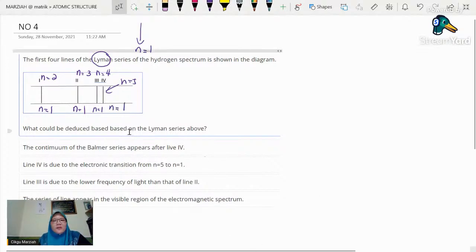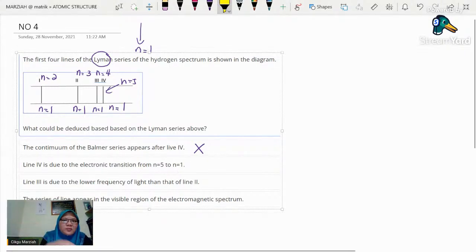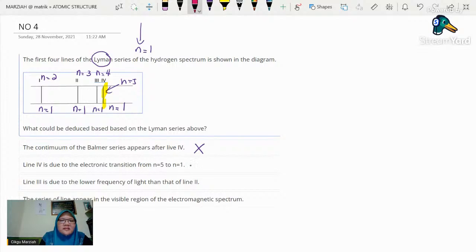What could be deduced based on the Lyman series above? Okay, apa yang kita boleh deduce? The continuum of the Balmer series will appear after line number 5. Is not necessarily. It can form line yang ke-5 sampai infinity. Not necessarily after. So the line number 4 is due to the transition of electron from n equal to 5 to n equal to 1. Okay, number 4. This one. Okay, maybe betul. Okay, sekejap.